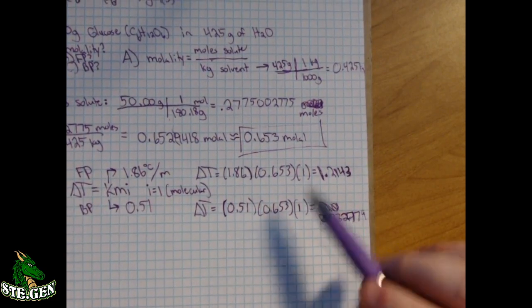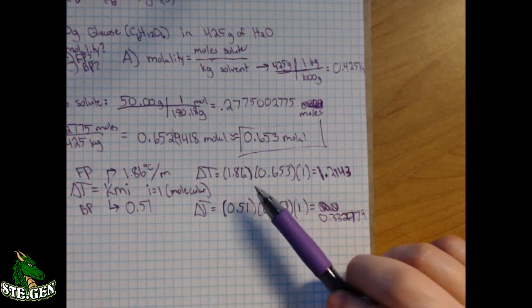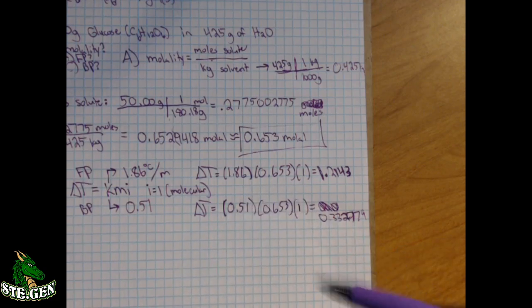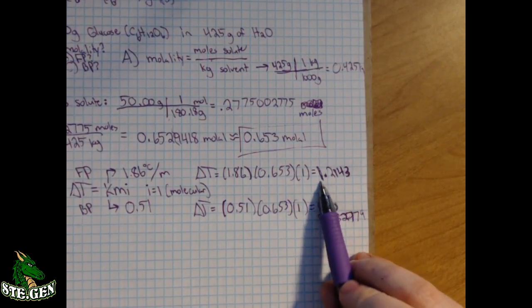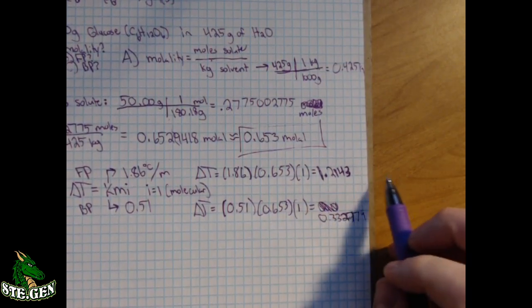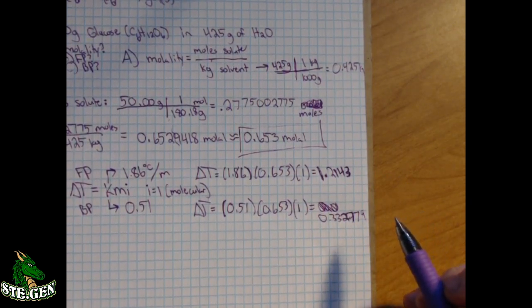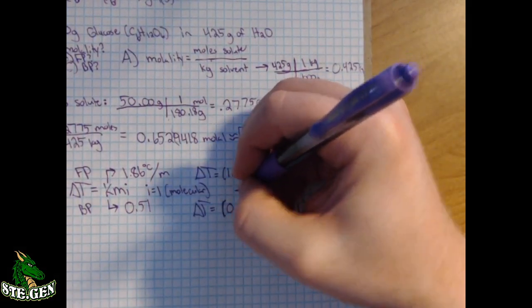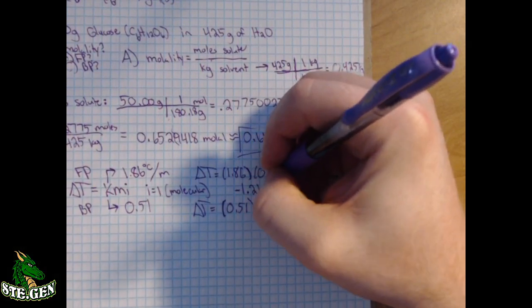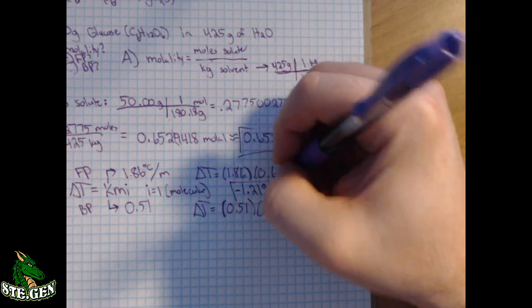So our actual freezing point would be, if it started at 0 and freezing point depresses, so freezing point goes down, we would subtract 0 minus this number. Of course, we would need to make sure that we go to the correct number of decimal places or sig figs, so it would actually be negative 1.21 degrees Celsius. That's our new freezing point.